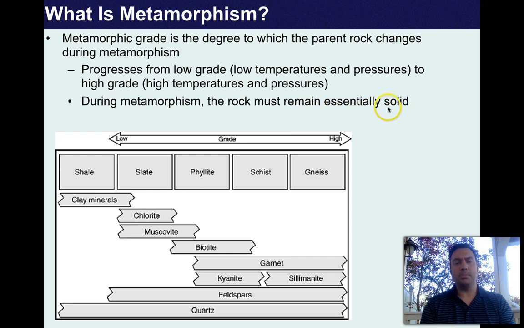So during metamorphism, the rock must remain essentially solid. So it's not allowed to melt. That's kind of the rule of metamorphism. If you melt it, it's no longer a metamorphic rock. It becomes an igneous rock at that point. So the rule is that it cannot melt, or else it becomes classified as an igneous rock.